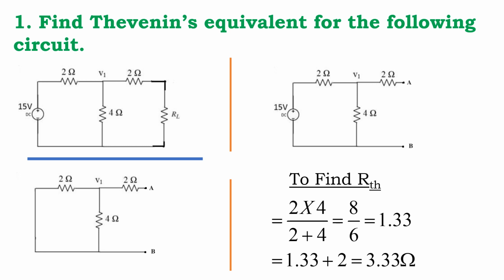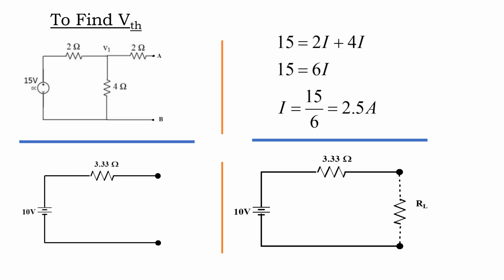You can see that 2 and 4 are in parallel with each other, and that is in series with the 2 ohms. After simplifying it, I got the resistance 3.33 ohms. The 2 and 4 in parallel: 2 into 4 divided by 2 plus 4 is 1.33, and it is in series with the 2 ohms, that is 3.33 ohms. So, once you have the Thevenin resistance, then you go to the Thevenin voltage.